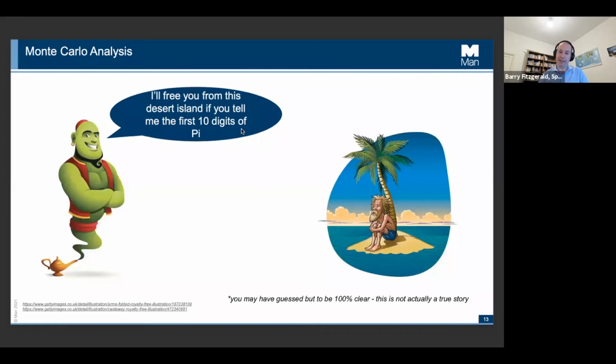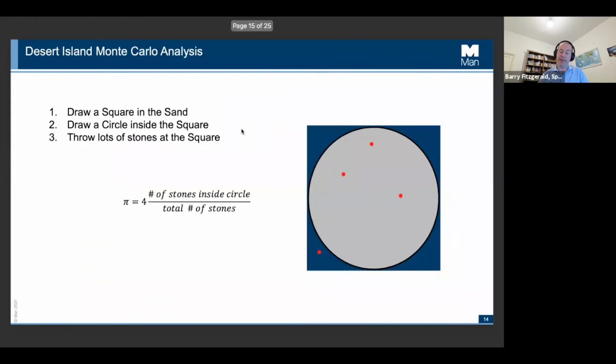One way of solving this with Monte Carlo analysis is to draw a square in the sand, and within that a circle. And then you could start throwing stones at that square and counting up how many have landed inside the circle, and getting the ratio of that to the ones that land within the square. If you miss the square altogether, you can just ignore that stone. Depending on how many stones you throw, this will give quite an accurate estimate of pi.